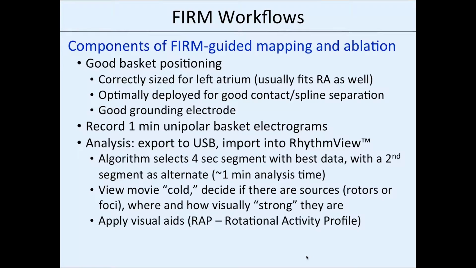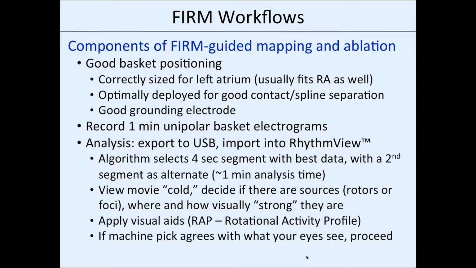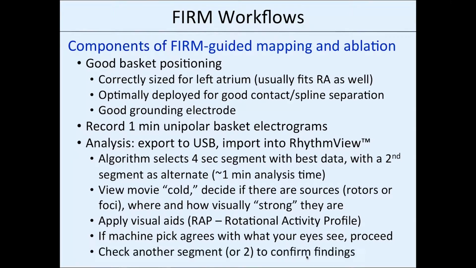Then we apply some visual aids, the RAP or rotational activity profile. I showed that a little bit earlier, and we'll see some of that later. It highlights areas where the machine has a high degree of confidence that we have rotation. It's highly repetitive. If the machine's pick agrees with what I see, then we usually confirm that with a second segment that the machine has picked for us to look at. I might pick another random segment from that minute, and then we proceed with our mapping and ablation.